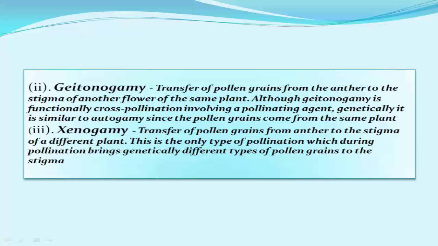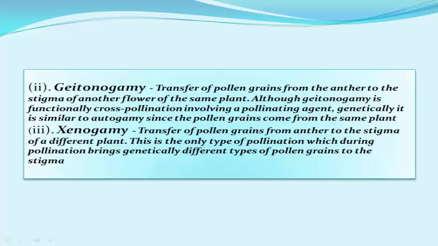One more device I would like to mention here is hercogamy, a condition where barriers prevent self-pollination. For example, the presence of wings around the pollen grains. They carry the pollen grains away from the vicinity of the stigma. In that case, self-pollination is prevented and cross-pollination is supported. All these devices are termed outbreeding devices.